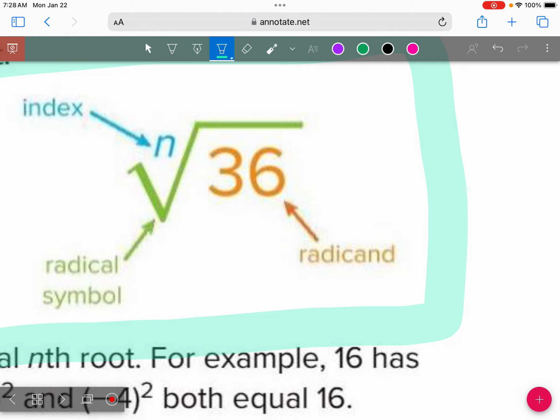Including that n is our index. Under the radical symbol is our radicand. Sorry, my screen's being a jerk.